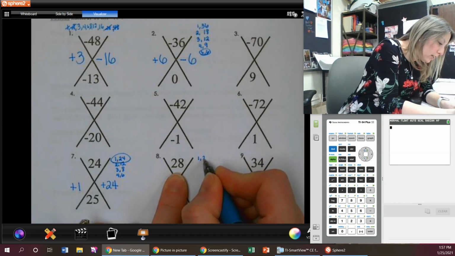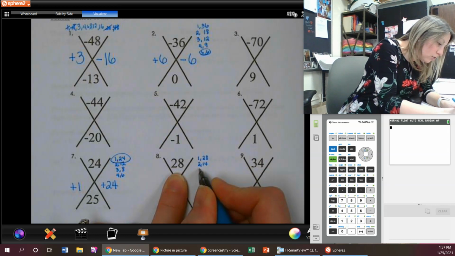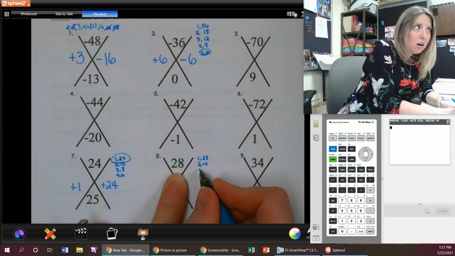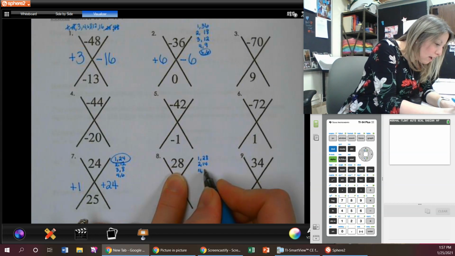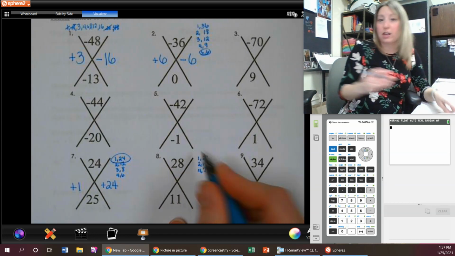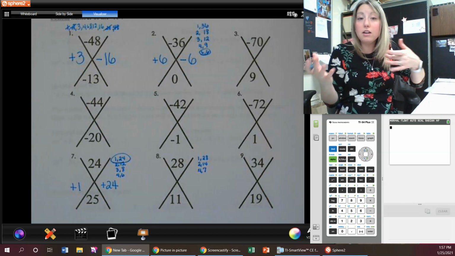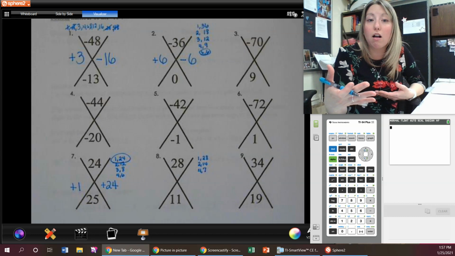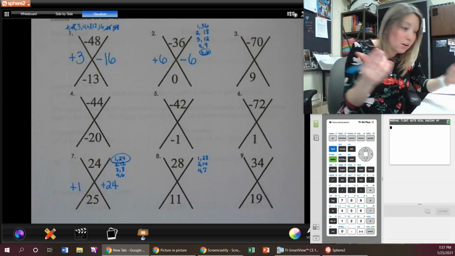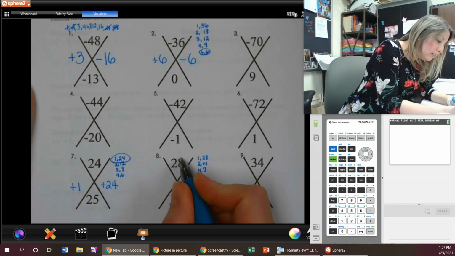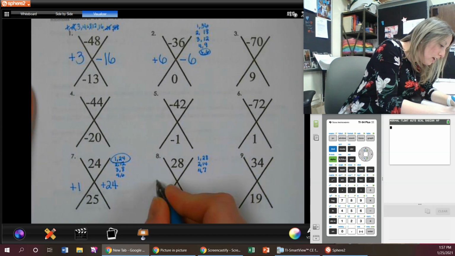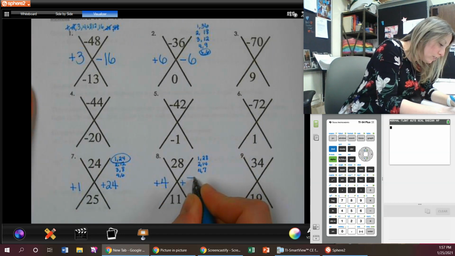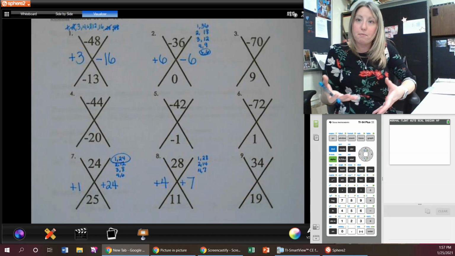Okay, try it again with this 28, right? You got 1 and 28 as factors, 2 and 14 as factors, not 3. How about 4 and 7 as factors? And then that's it. And what of those factors also adds to give me 11, right? 4 and 7. And since it's a positive 28 and a positive 11, it's positive 4 and positive 7 that will do that.